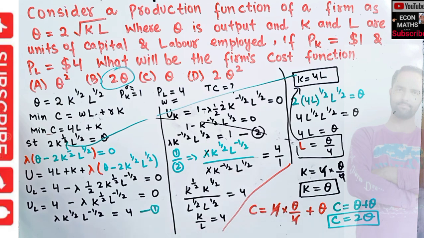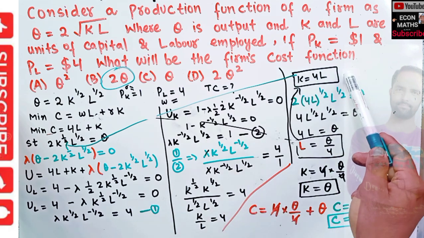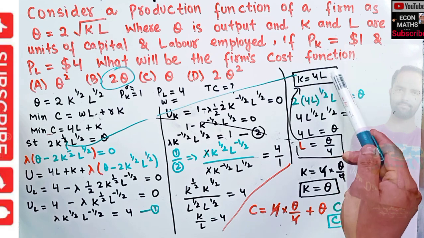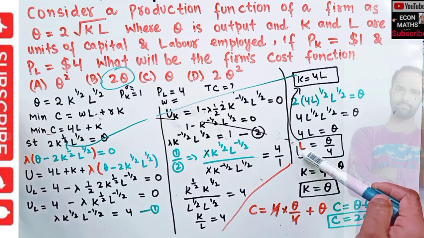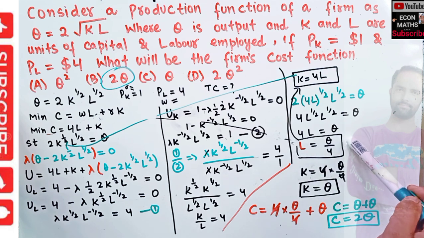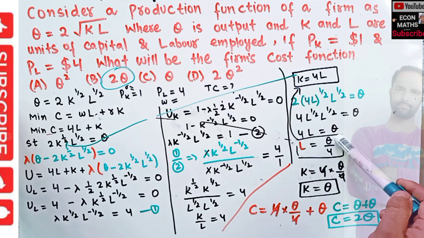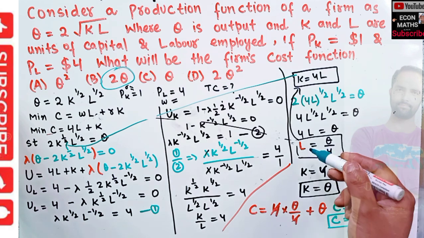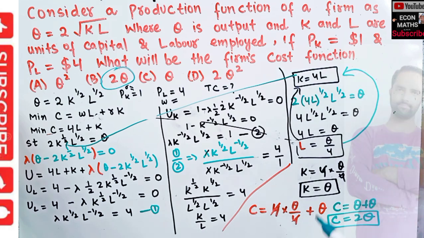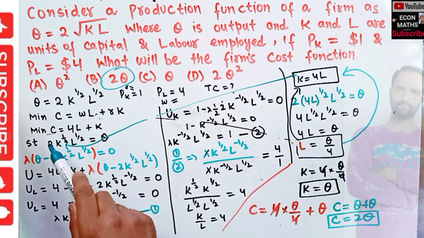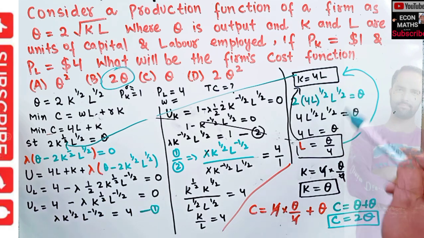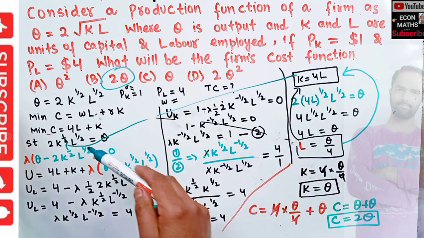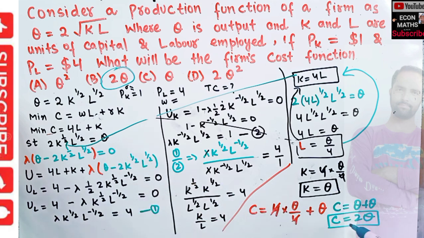So when we simultaneously solve them, we get K is equal to 4L. After that, we insert the value of K into the production constraint to get the value of L in terms of output. When we get L is equal to Q upon 4, we again plug the value of L in this equation to get K in terms of Q, and after that we can form the cost function. So since C is equal to 4L plus K, the value of L is Q upon 4 plus the value of K is Q. Adding these two, we get C is equal to 2Q.